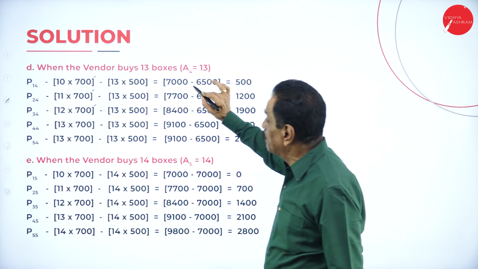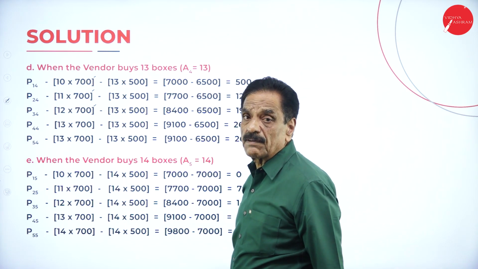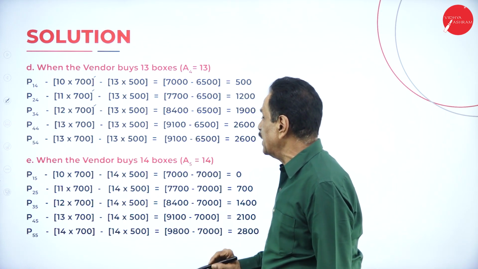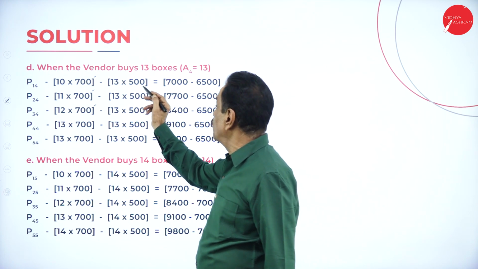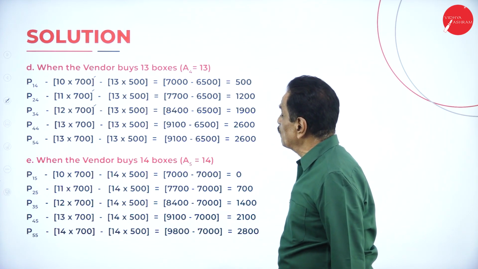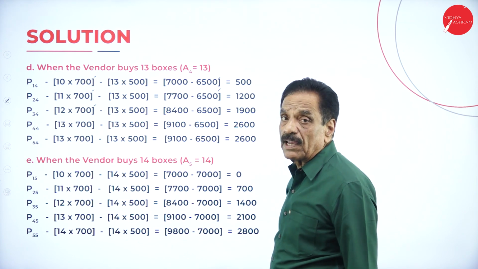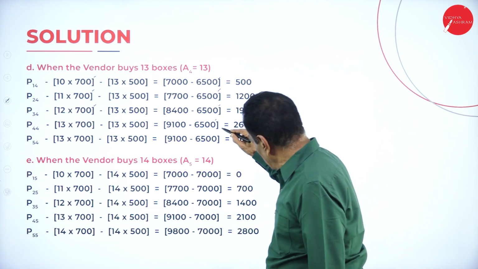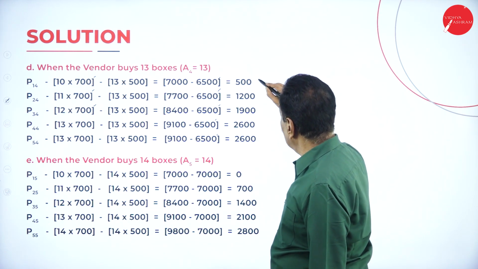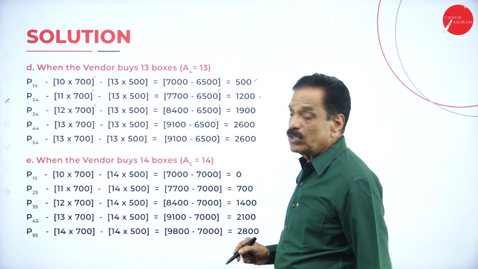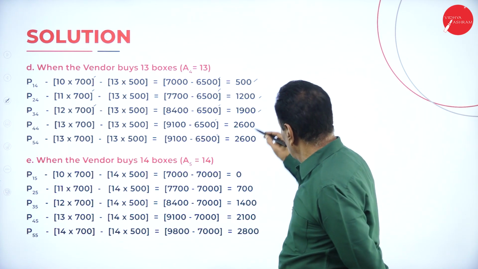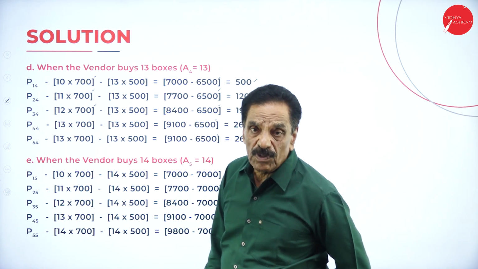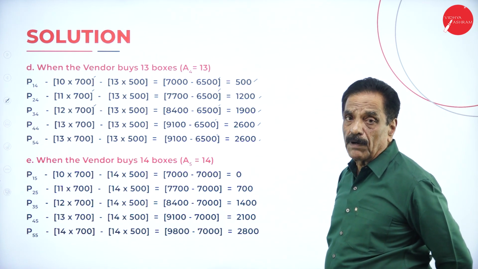It comes to 7,000, 7,700, 8,400, 9,100. 13 fives are 65, 6,500 each. If you deduct, you get 500, 1,200, 1,900, 2,600, 2,600. So this is the excess we got when the vendor buys 13 boxes.